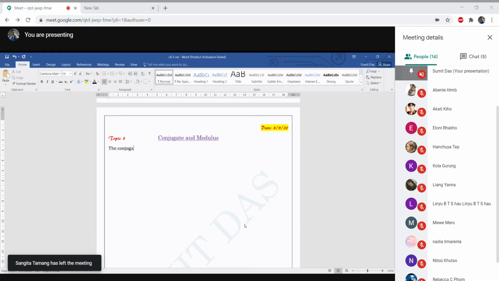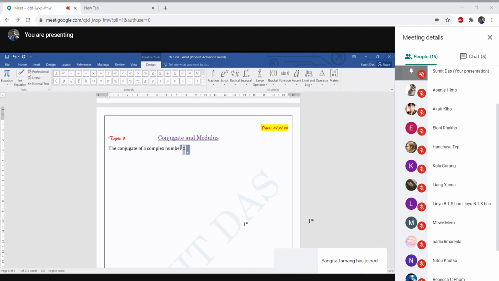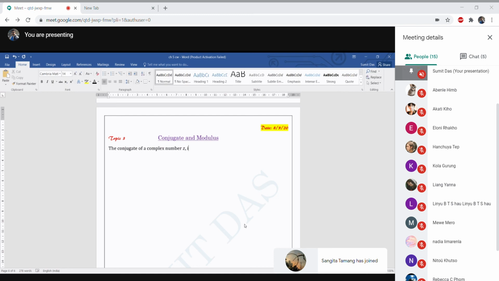The conjugate of a complex number Z is the complex number obtained by changing the sign of the imaginary part. Very easy, but this is important.